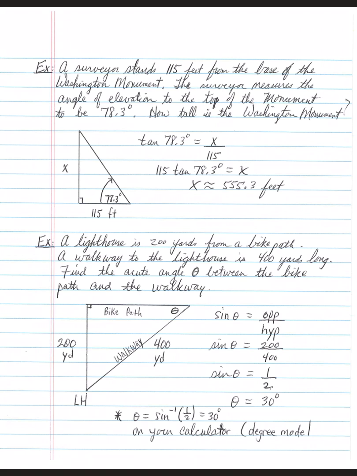To get theta by itself, you invert sine. So theta is equal to sine inverted of 1/2, and your calculator will give you 30 degrees as long as you've kept it in degree mode.